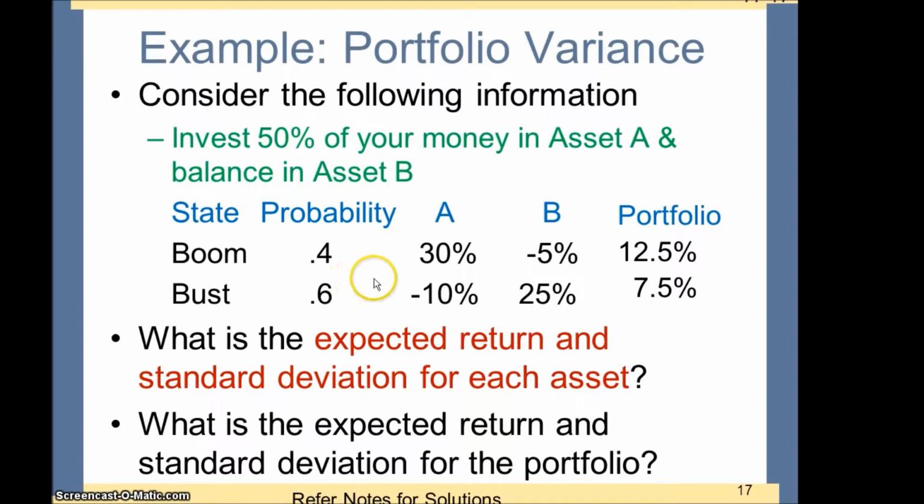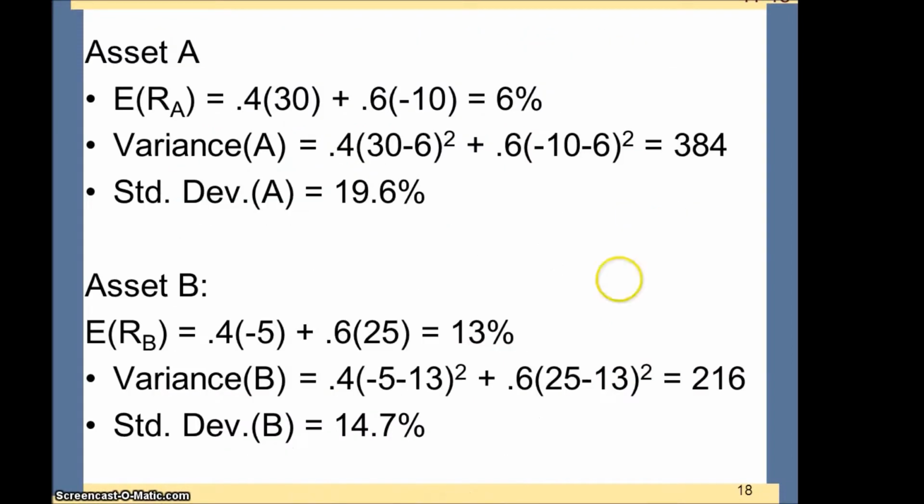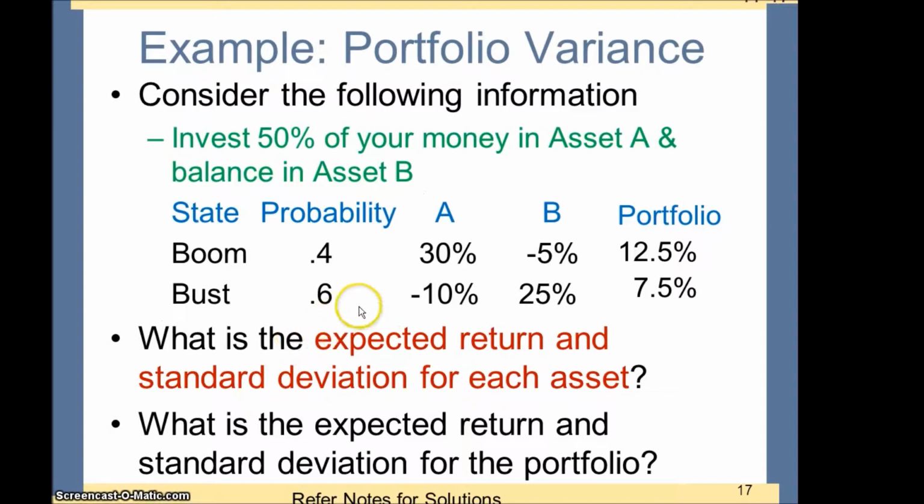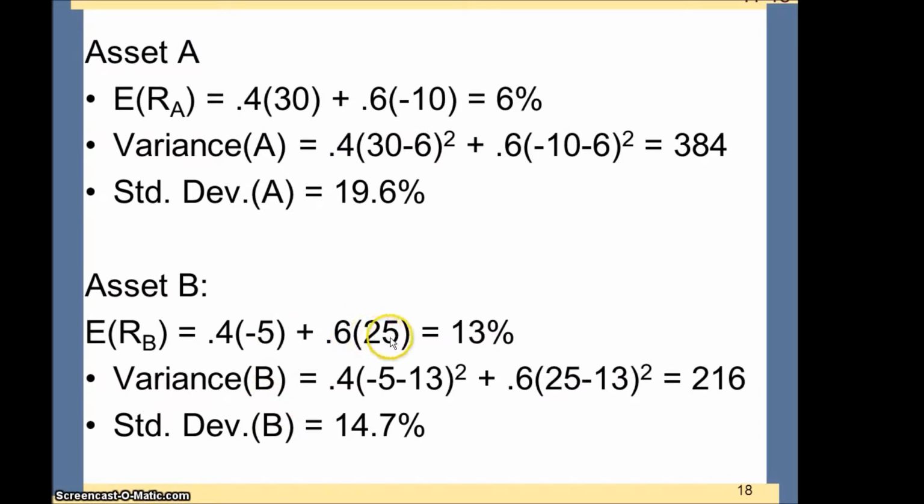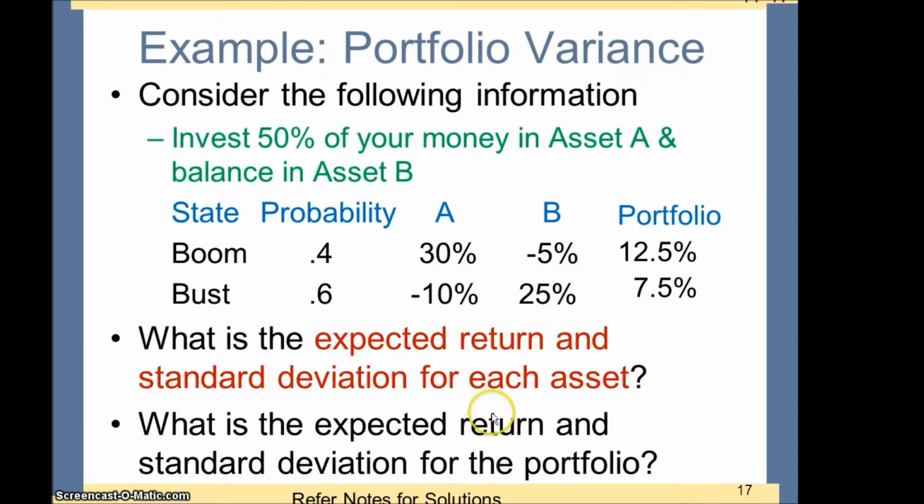What about stock B? Stock B the same, probability times individual return of stock B. So 0.4 times negative 5%, plus 0.6 times 25%. So add up, you get 13%. That's the expected return for stock B. Then what about the next part?